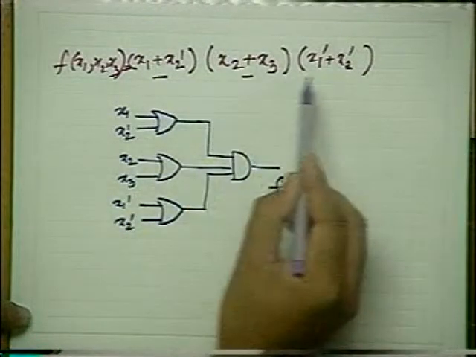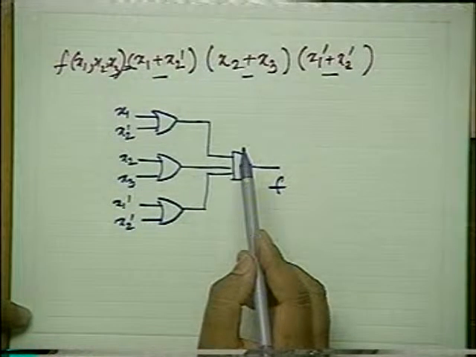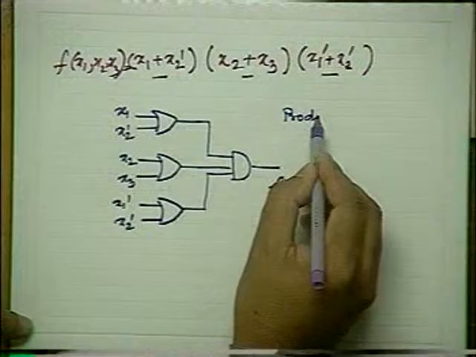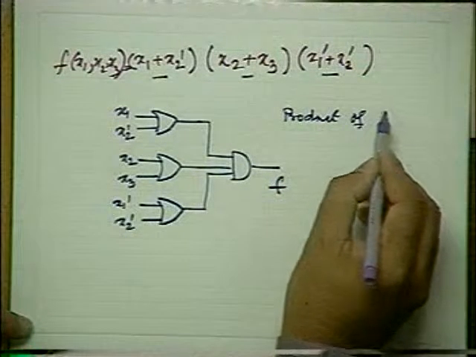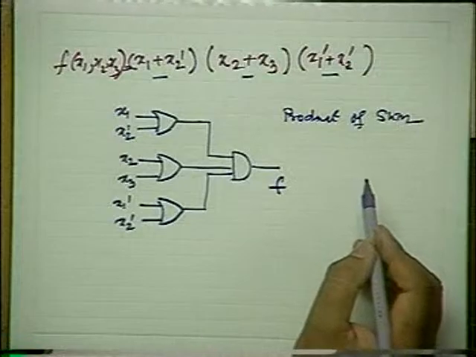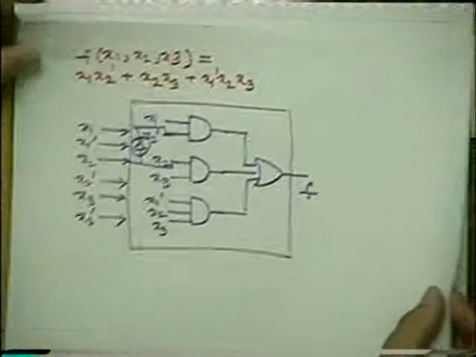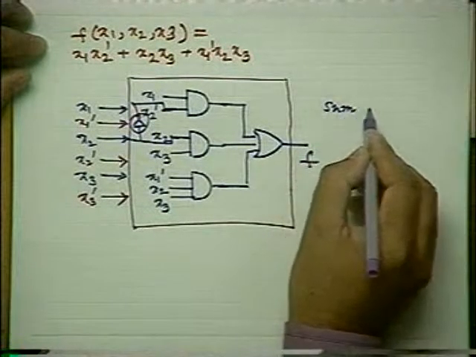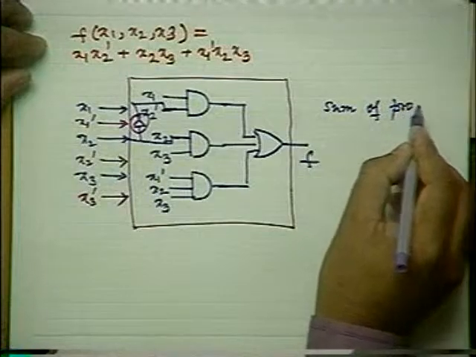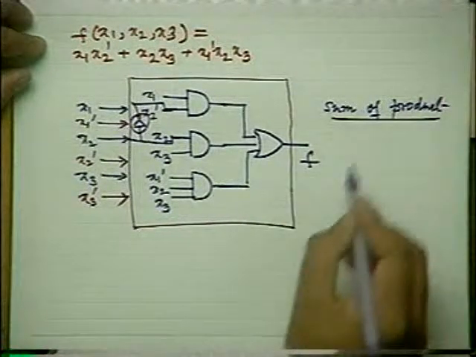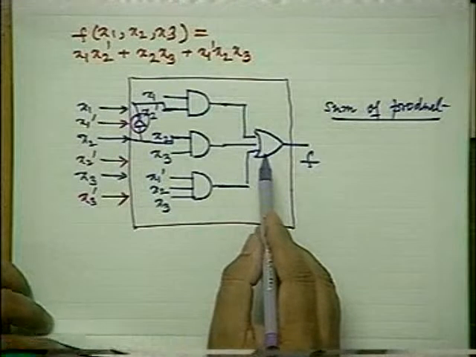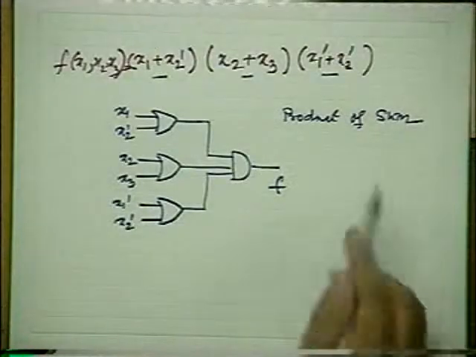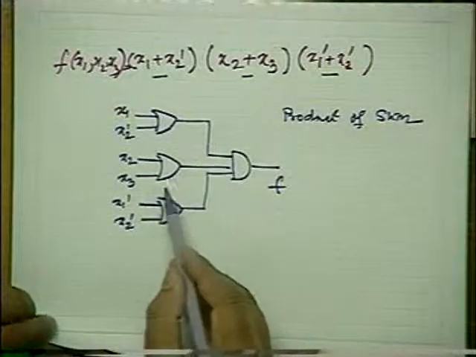This realization is called the product of sum, as opposed to the previous realization, which we call the sum of product. In the case of a sum of product, naturally the first level is an OR and the second level is an AND or ANDs, and in the case of a product of sum, the first level is an AND and the second level are all ORs.